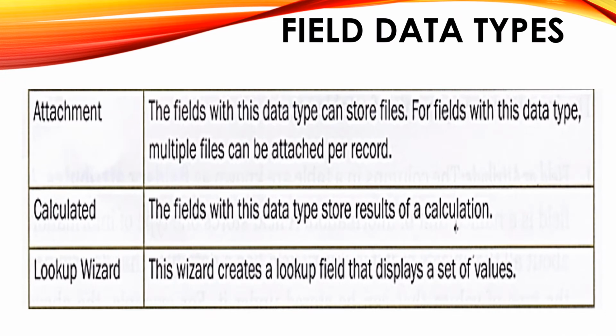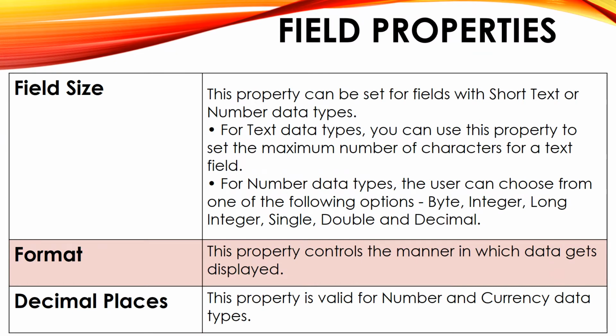Next is attachment. The fields with this data type can store files. For fields with this data type, multiple files can be attached per record. Calculated. The fields with this data type store results of a calculation. Lookup wizard. This wizard creates a lookup field that displays a set of values.